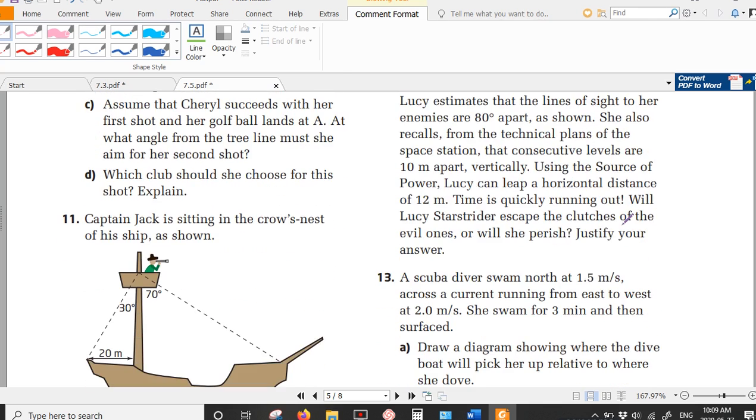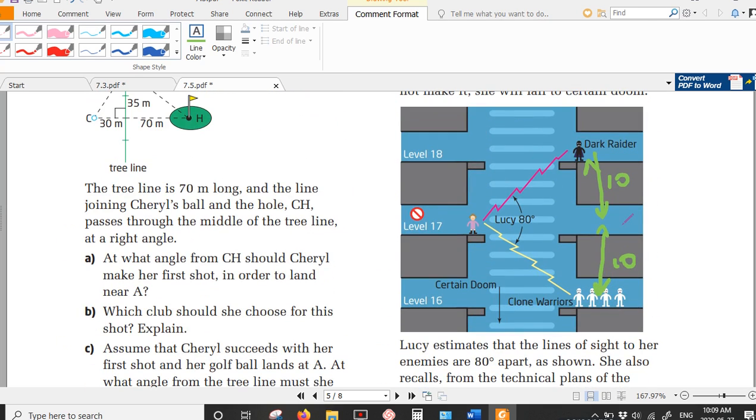And Lucy can leap 12 meters. A question like this is asking us if Lucy will make it across here. I know the most she can leap is 12. So our job is to find this distance. If we find this to be less than 12, she'll make it. If we find this to be more than 12, she won't make it.